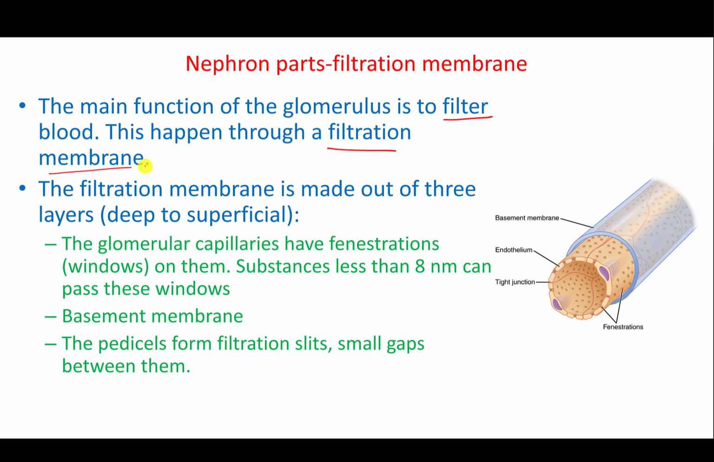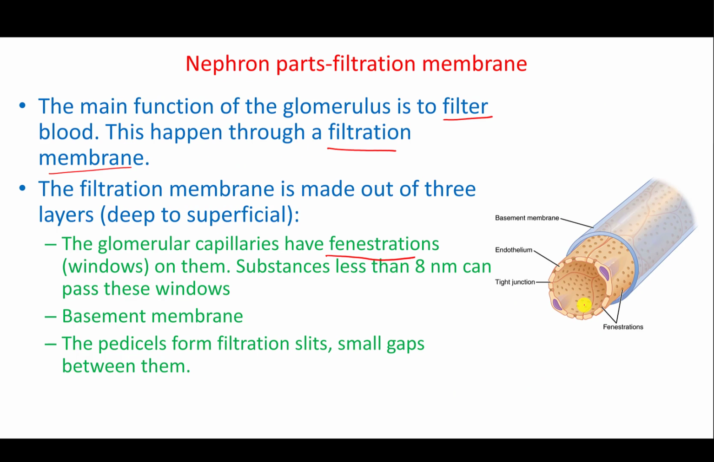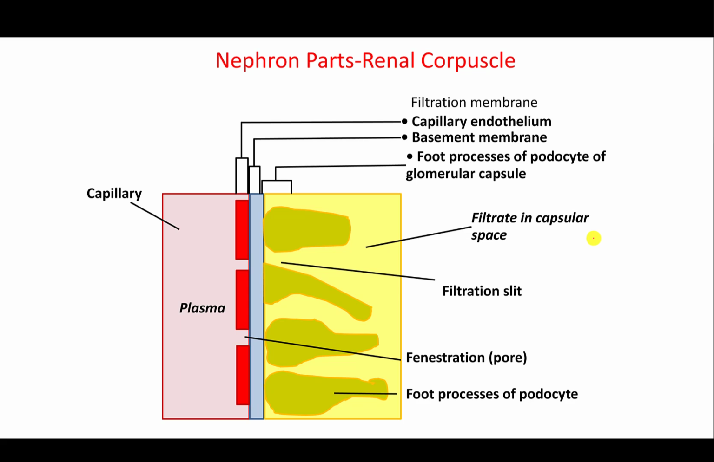The first layer is the openings, here called fenestrations or windows, in the blood capillaries, in the glomerular capillary. So here we are talking about these blood capillaries. See these dots here? You can think of them as windows within the blood capillary that allow certain materials that are less than 8 nanometers, this is one millionth of a meter, to pass through. So the first layer of the filtration membrane is the capillary endothelium, these windows or fenestrations or pores.